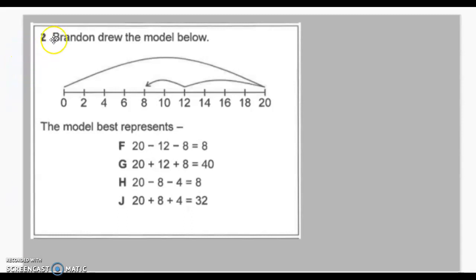Alright, let's look at this question. Brandon drew the model below. The model best represents... And then your answer choices are these different number sentences. So let's look at this.